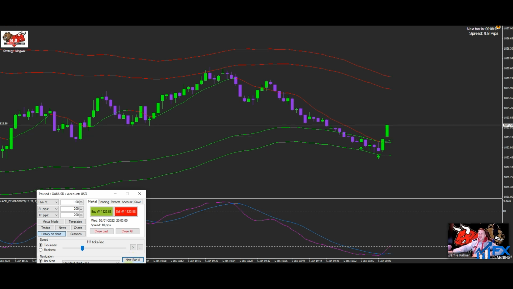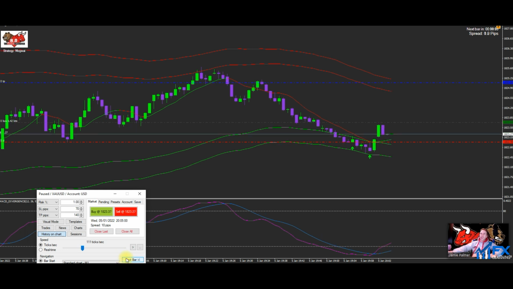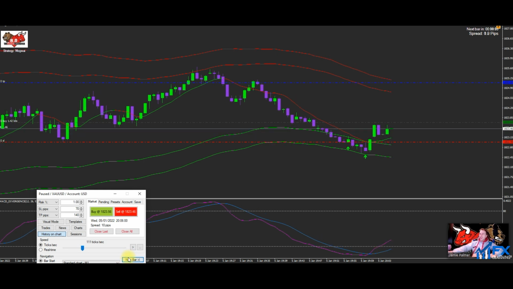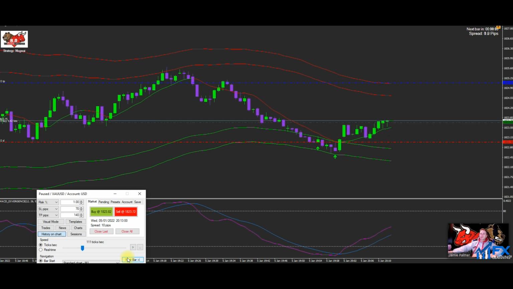Where was I taking the trade? I think it was there or there. Okay, I'll take it there. It doesn't matter. Stop loss on this one, let's probably go with a 70 pip stop loss, and take profit, we'll go for 140. Okay, so stop loss, take profit. Hopefully we win the trade. Or hopefully we win. I want to see what happens.